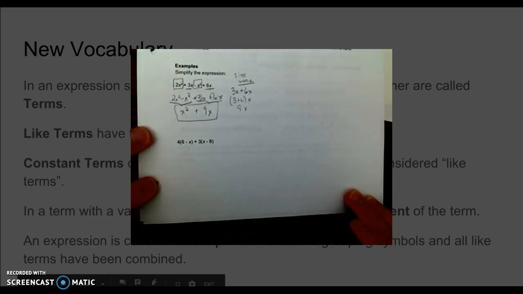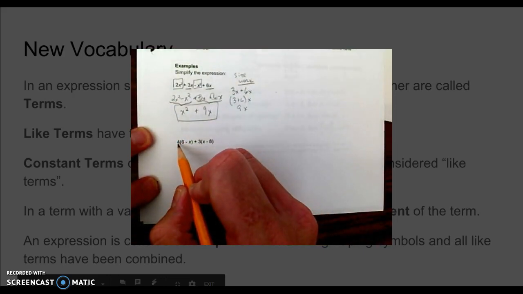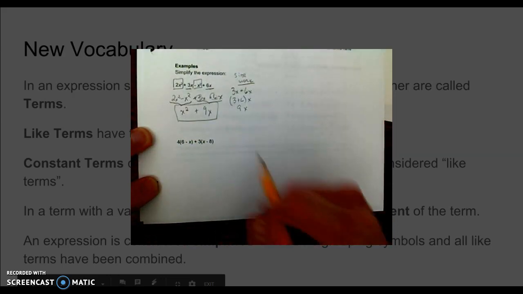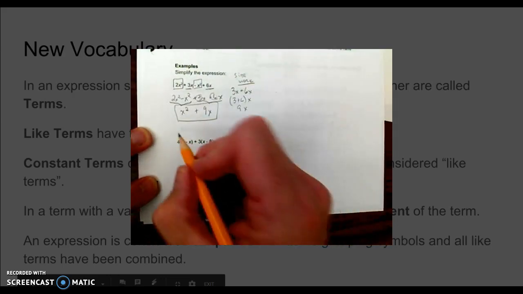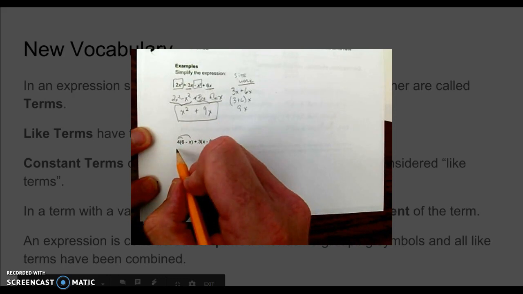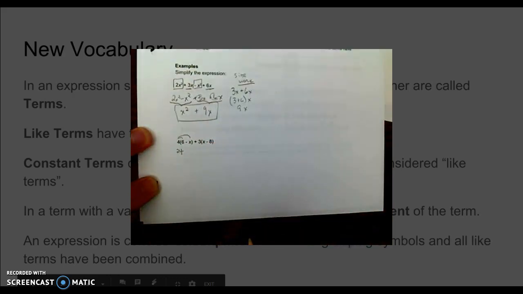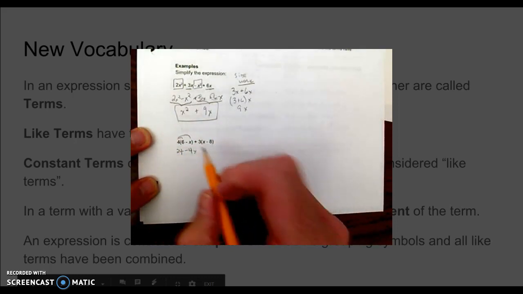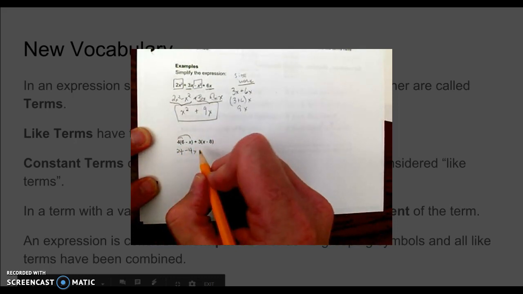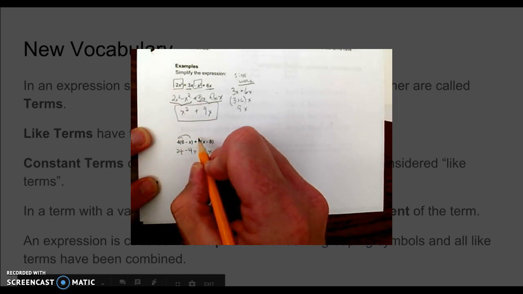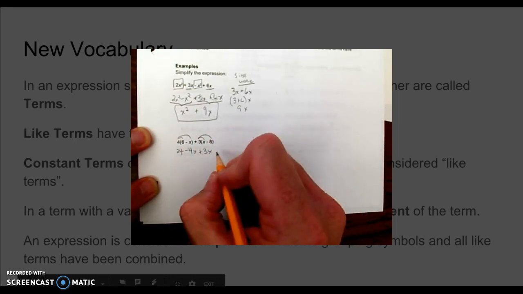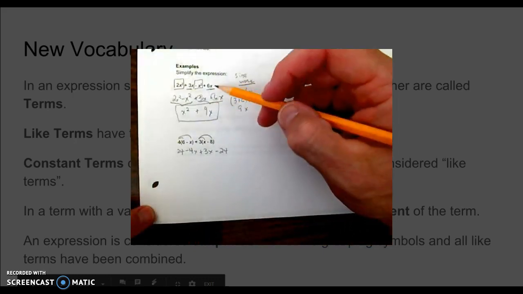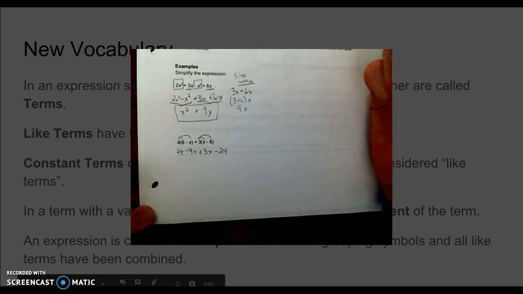Let's try another one as an example. A little more challenging. This one has distributive property involved. 4 times the quantity, 6 minus x, minus 3 times the quantity, x minus 8. We've got to distribute first. 4 times 6, 24. 4 times negative x, that's negative 4x. Now I come back and go positive 3 times x, that's plus 3x. And then 3 times negative 8, that's negative 24. So I took one step to get to where I was at the start of the first example problem.